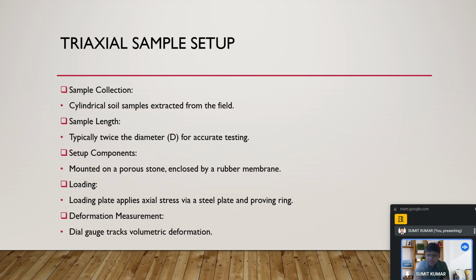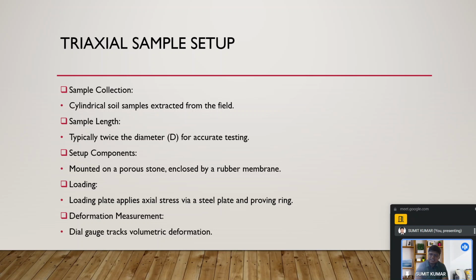When we talk about other setup components, the sample is mounted on a porous stone and enclosed by a rubber membrane, on which the water pressure is applied. That is the sigma 3. When we talk about loading, the loading plates apply the axial stress via the steel plate and the proving ring, and that is nothing but the deviator stress.